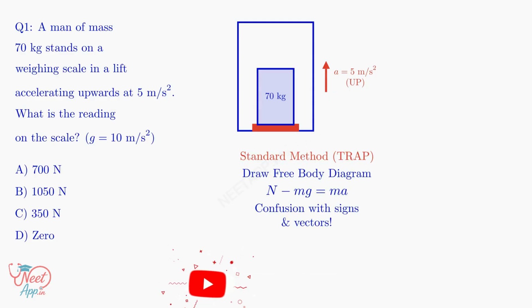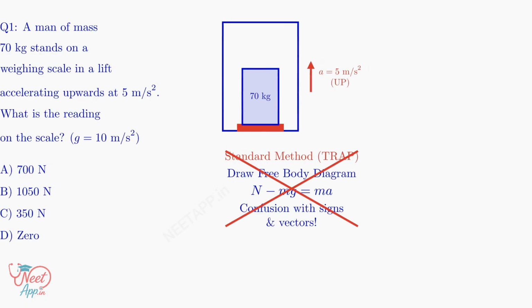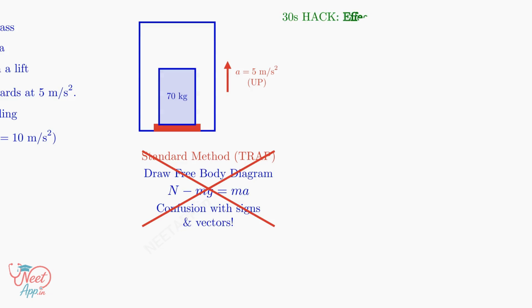carefully balancing the vectors. Under exam pressure, flipping a single sign will ruin your answer and waste 2 minutes. Here is the 30-second shortcut, the effective gravity hack. When a lift accelerates upwards, the floor pushes into you, making you feel heavier. We simply replace standard gravity g with effective gravity, which is g plus a for upward acceleration.